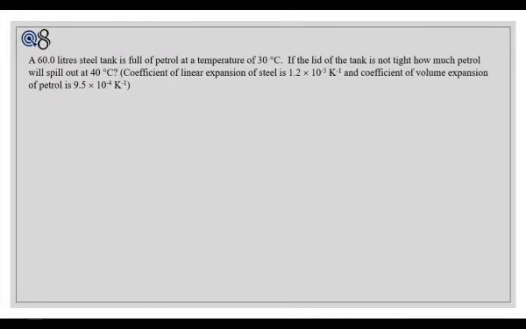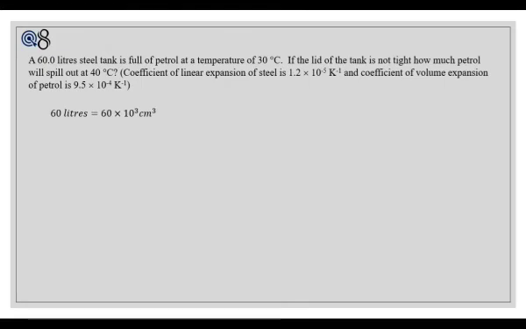Question 8. A 60-liter steel tank is full of petrol at a temperature of 30 degrees Celsius. If the lid of the tank is not tight, how much petrol will spill out at 40 degrees Celsius? Given to us, the coefficient of linear expansion of steel is 1.2 times 10 power of negative 5 per Kelvin, and the coefficient of volume expansion of petrol is 9.5 times 10 power of negative 4 per Kelvin.